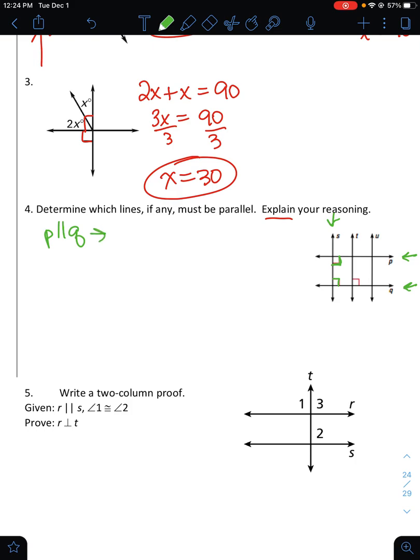I guess I could say corresponding angles converse, except if I were using a proof, I'd have to explain what those 90s are. But I'm going to write out the theorem on the first page. So my explanation is going to be lines, and I'm going to use the perpendicular symbol, lines perpendicular to a transversal theorem.